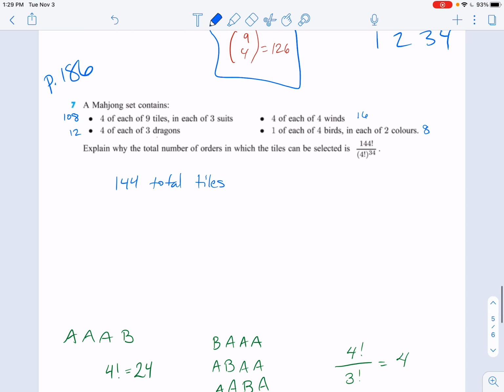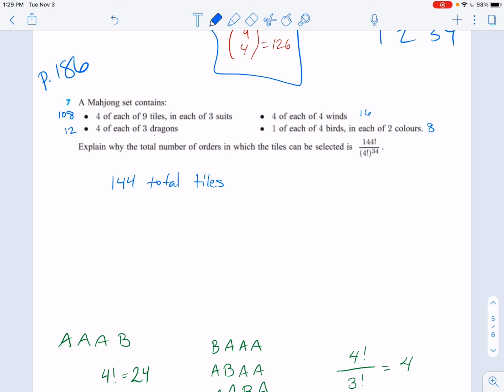Okay, the next one, they talk about the set of tiles, this game that we can play. They say, explain why the total number of orders in which the tiles can be selected is 144 factorial divided by 4 factorial raised to the 34th power. Okay, so the 144, I understood where that came from pretty quickly because we have 108 tiles here.